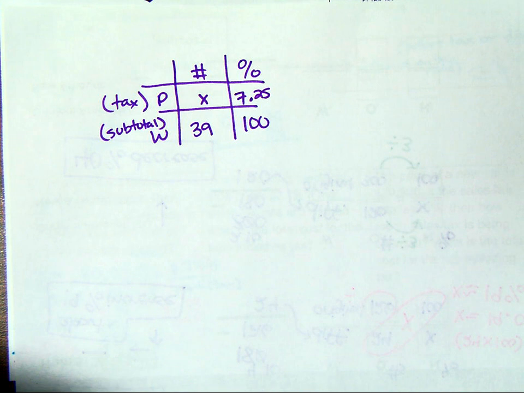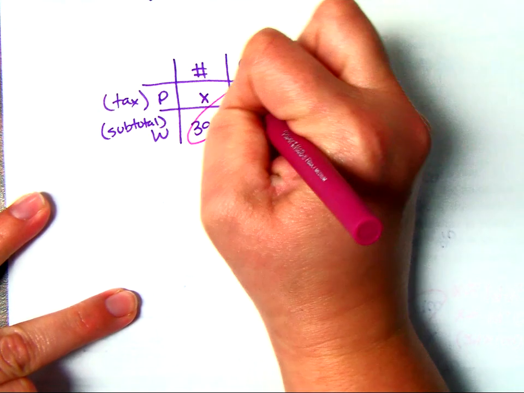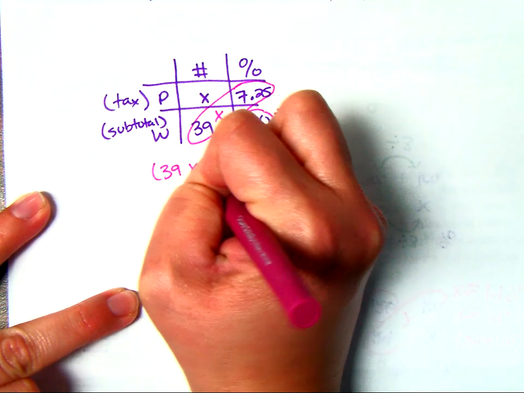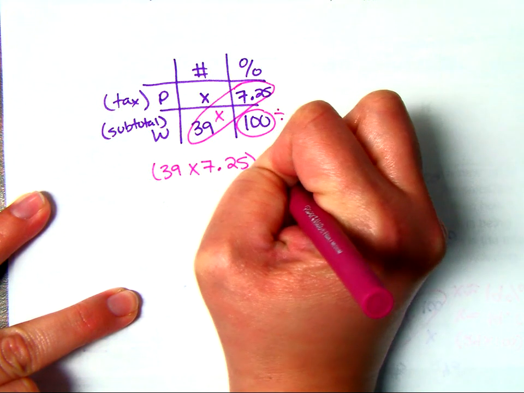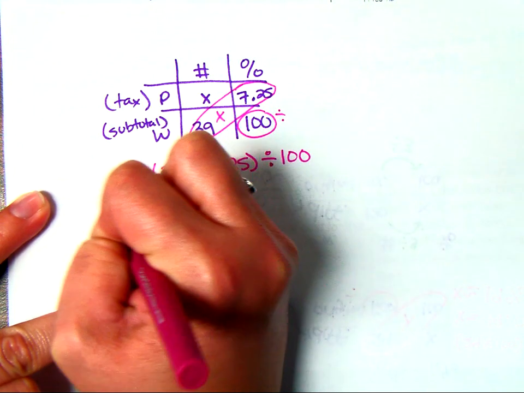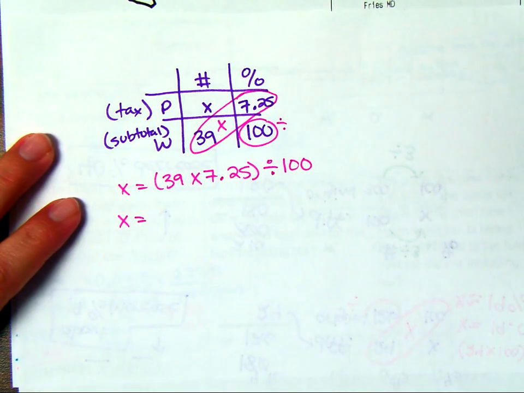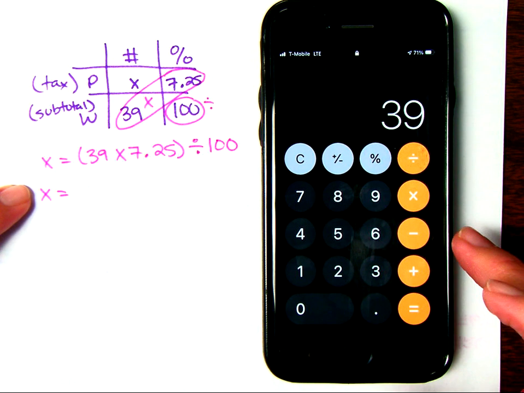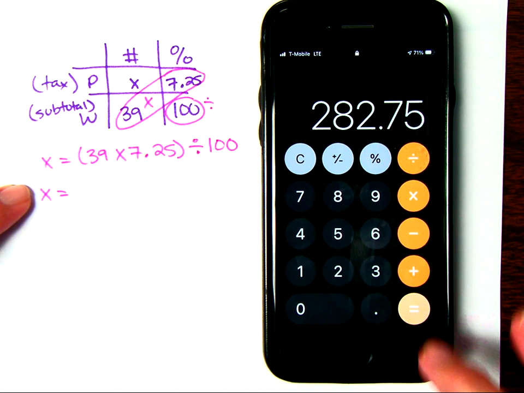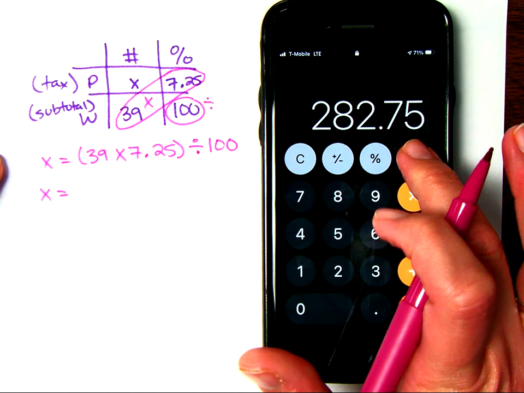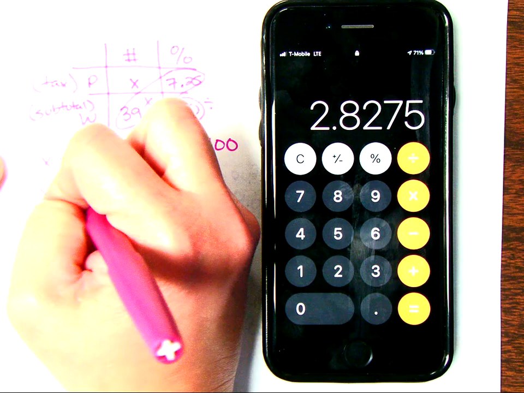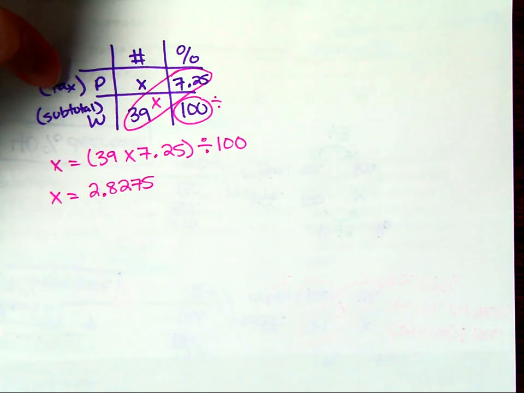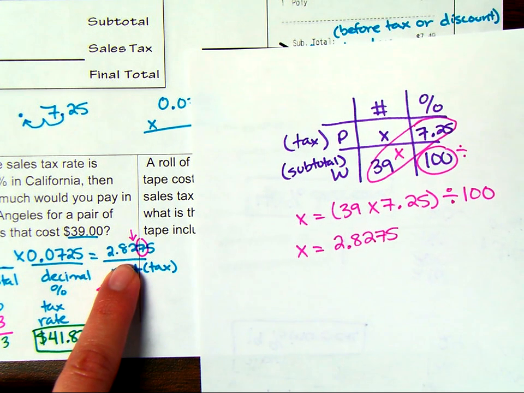Okay. So here again, we can cross multiply and then divide. So 39 times 7.25 divided by 100 is going to get me what x is equal to. And again, for time purposes, we're going to go ahead and just use our calculator, but you have to make sure you know how to do this without one. 39 times 7.25 is 282.75. Divided by 100 is 2.8275. And hopefully you think that that number looks familiar, because it is.